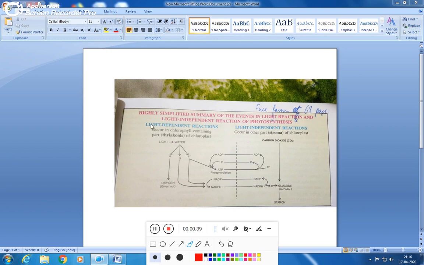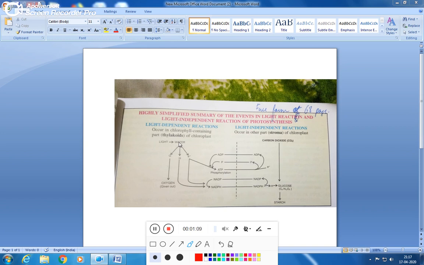For this phase, light plays a very important role, and this light initiates a series of chemical reactions. As you can see, many chemical reactions are taking place. Where does this occur? It occurs in the thylakoids. Very important, because the chlorophyll is present in the thylakoids of the chloroplast. So the point to remember is that the light dependent reaction occurs in the thylakoids.